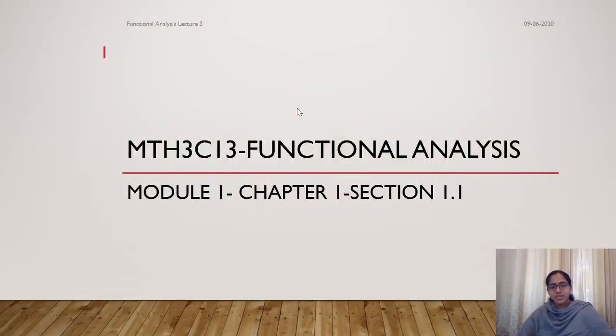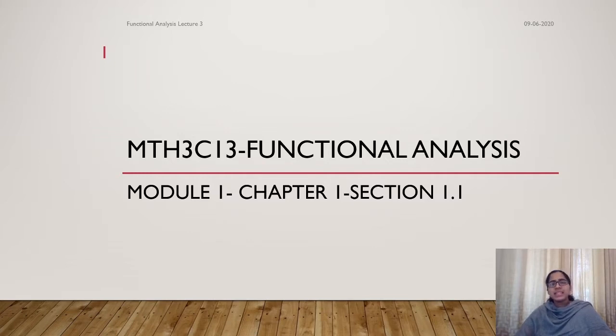Module 1, Chapter 1, Section 1.1. In the previous session, we wound up with defining what a normed space was. It is basically a linear space along with the norm function. And I had asked you to go through the examples which were given on page number 8. Hope you guys have done that.